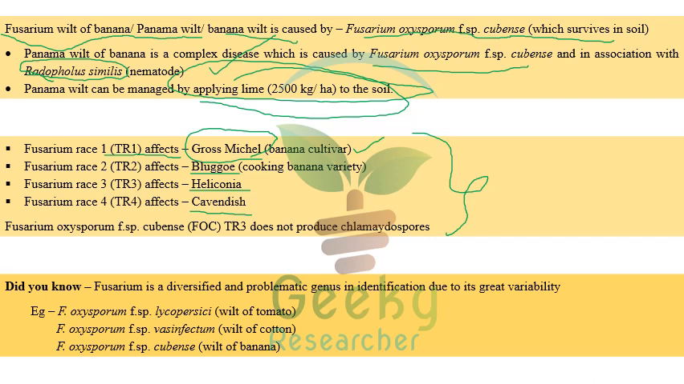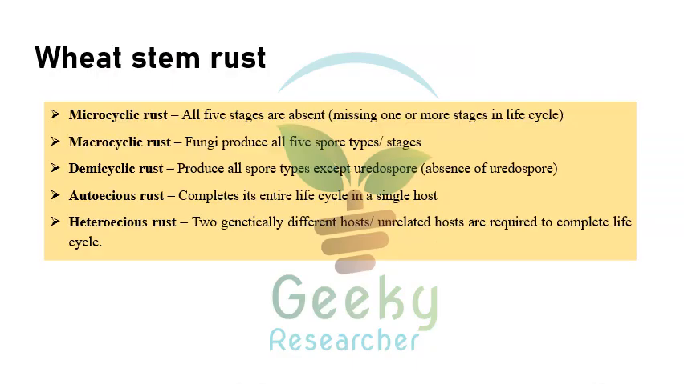Here the most important thing is, we know very well that Fusarium can produce three kinds of spores: microconidia, macroconidia and chlamydospores. But Fusarium oxysporum f. sp. cubense, that is TR4, does not produce any chlamydospores, okay, and it is actually a diversified pathogen, as we will see. Wilt of tomato is caused by Fusarium oxysporum f. sp. lycopersici. Wilt of cotton is caused by Fusarium oxysporum f. sp. vasinfectum, and wilt of banana is caused by Fusarium oxysporum f. sp. cubense, okay. So it's a very important one.